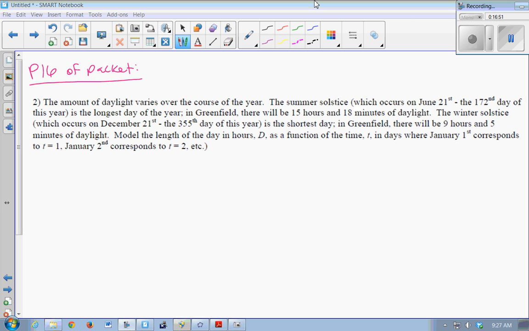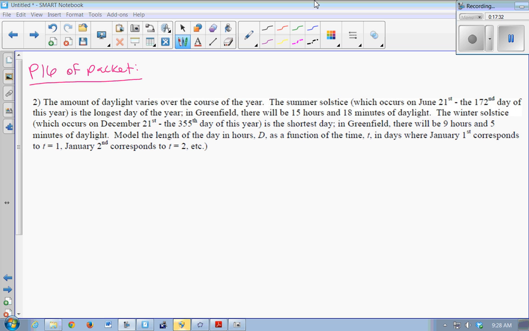Okay, the amount of daylight varies over the course of the year. The summer solstice, which occurs on June 21st, the 172nd day of the year, is the longest day of the year. In Greenfield, there are 15 hours and 18 minutes of daylight. The winter solstice occurs on December 21st, the 355th day of the year. It's the shortest day, with 9 hours and 5 minutes of daylight. So we want to model the length of the day in hours, d, as a function of the time t in days, where January 1st corresponds to t equals 1. January 2nd is t equals 2, etc.